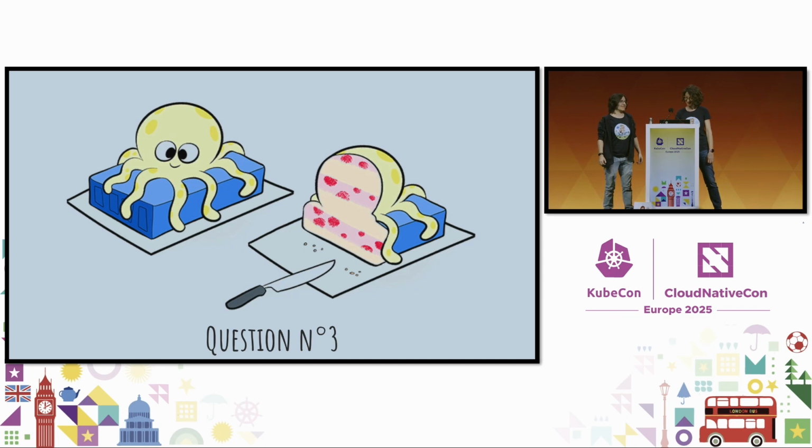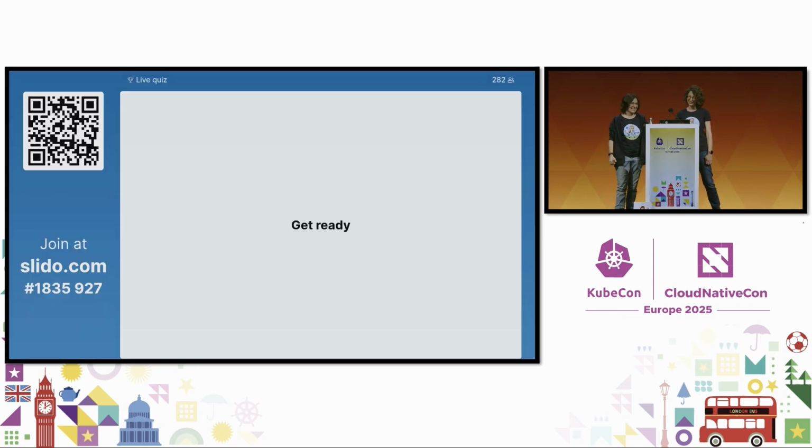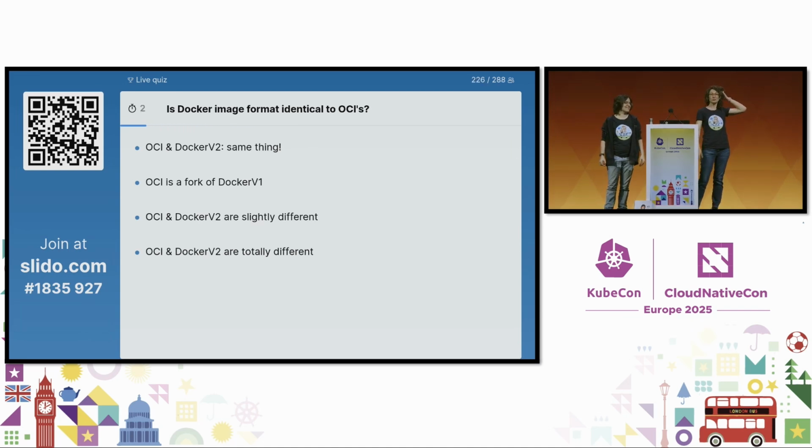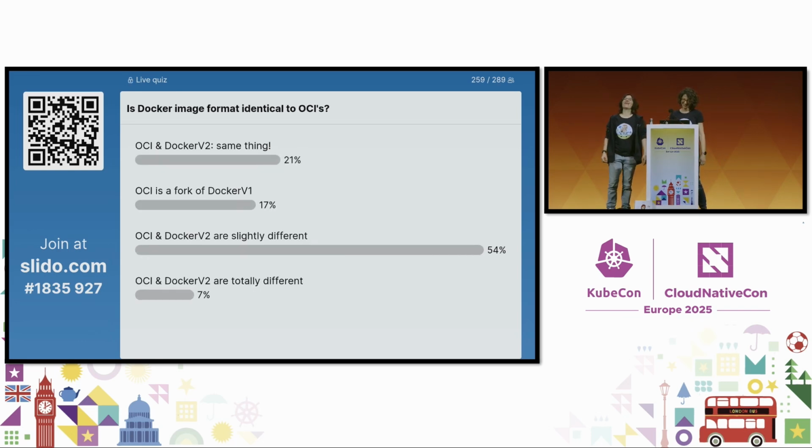Question 3. And now it will be a bit harder. Is the Docker image format identical to OCI's? Well, sure. OCI and Docker v2 are the same thing. Or OCI is a fork of v1. OCI and Docker v2 are slightly different or completely different. I know we're playing on words. Most of you are right. OCI and Docker v2 are slightly different.